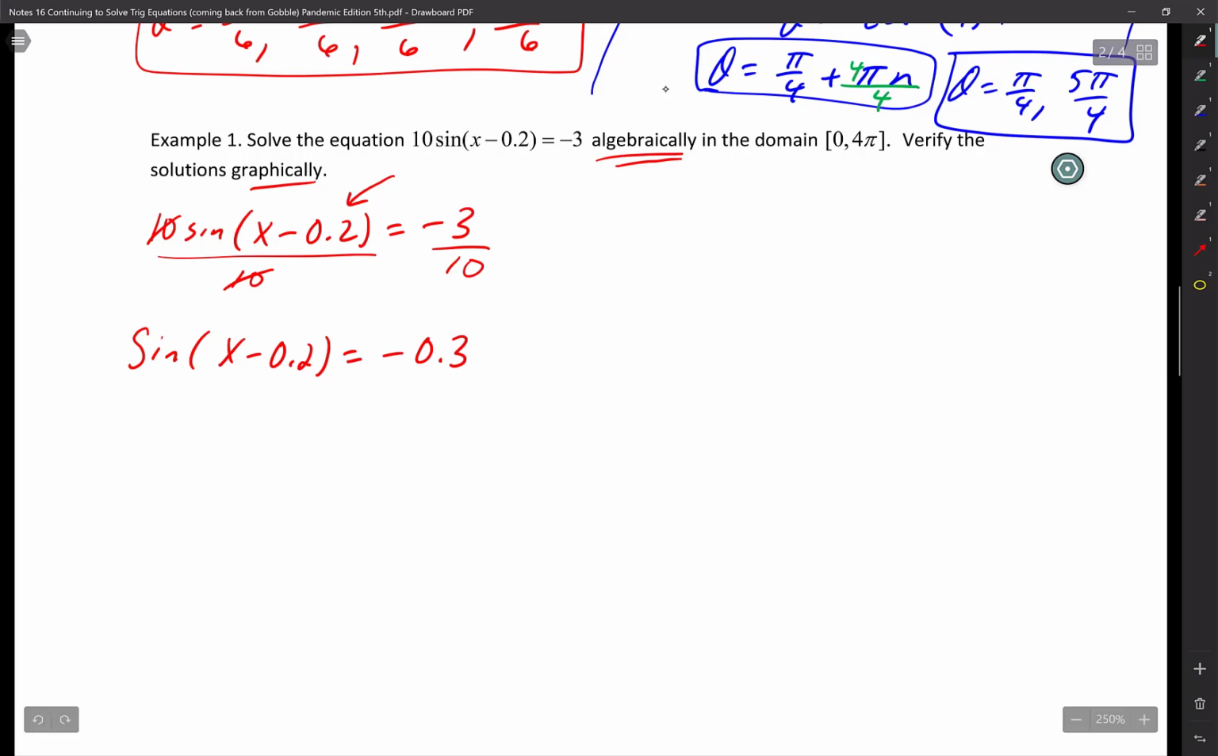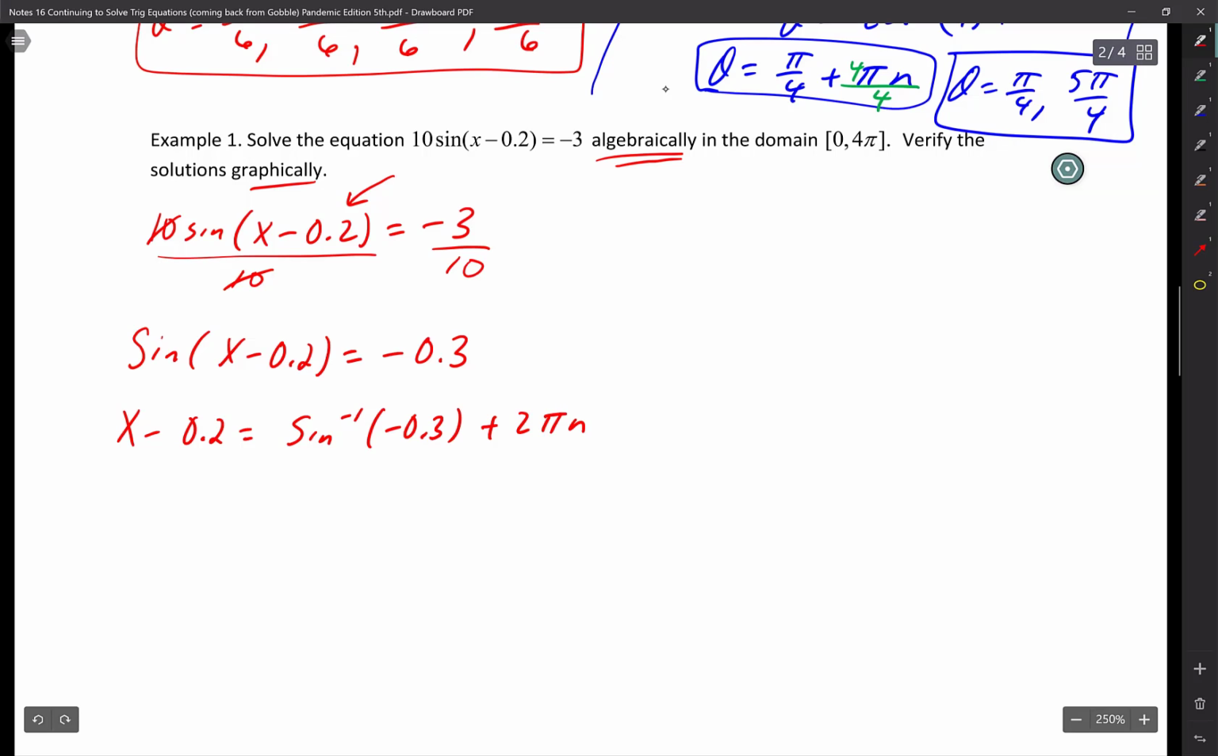All right, now what do I do? I'm trying to solve for x, guys. Arc sine. Perfect, arc sine. So I'm going to write x minus 0.2 equals arc sine of negative 0.3 plus 2 pi n.